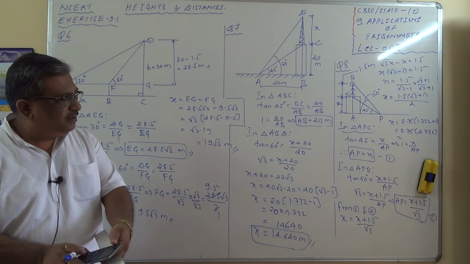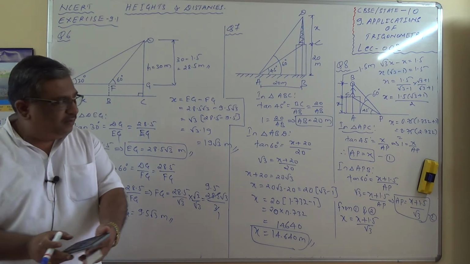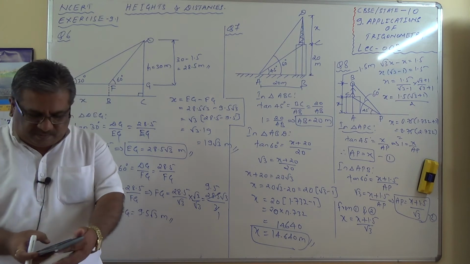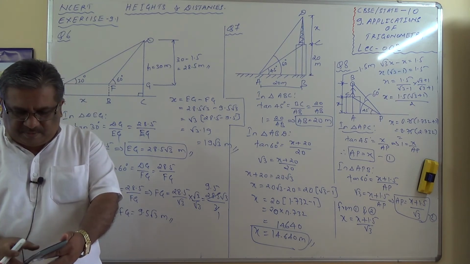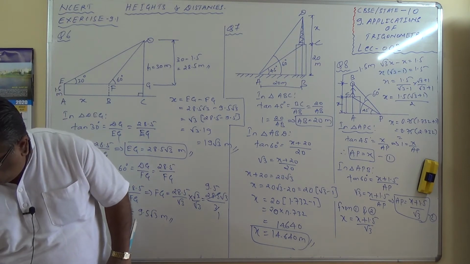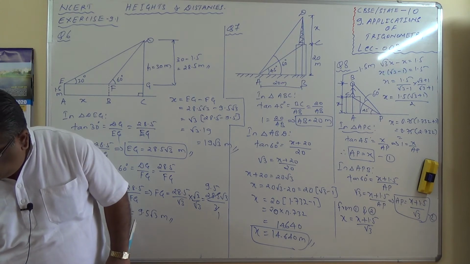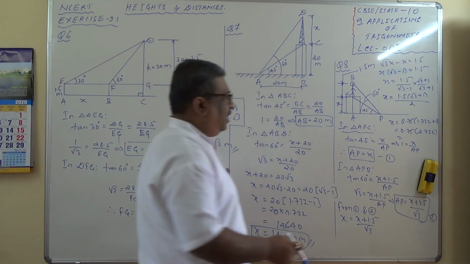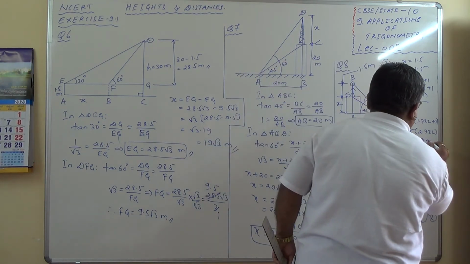How much is this? 0.75 into 2.732. About 2.049 meter is what we are getting. It depends, just a moment, 2.049 meter.